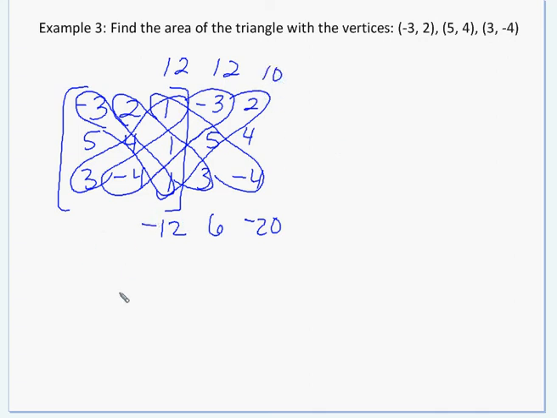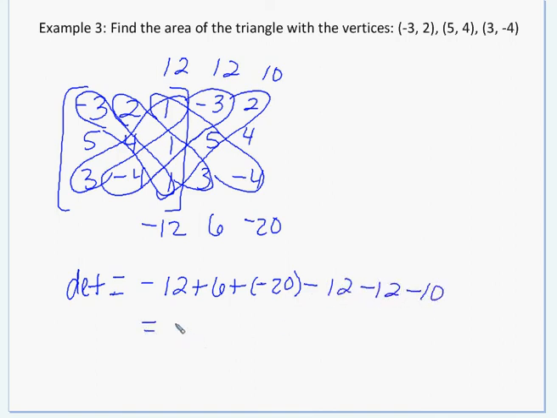So first and foremost, we have to find our determinant for this one. Remember, you have to add the bottom and subtract the top. So we're going to say negative 12 plus 6 plus negative 20, minus 12, minus 12, minus 10. So our determinant is going to equal negative 60. Now remember, it's half of the absolute value. So 1/2 of the absolute value of negative 60 is going to equal 30 units squared.